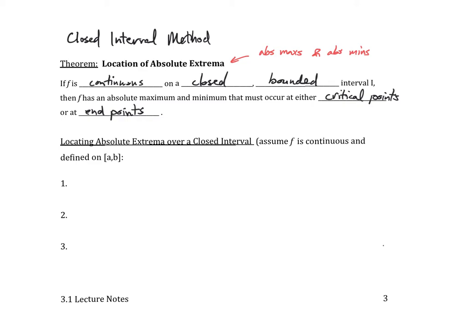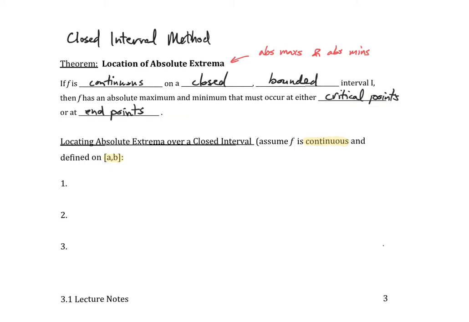So when we look at this, just to emphasize, we want our function to be continuous, and our interval has to be a closed interval like that. And then there's a three-step process.